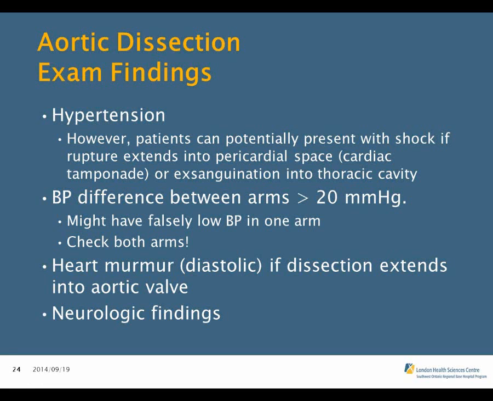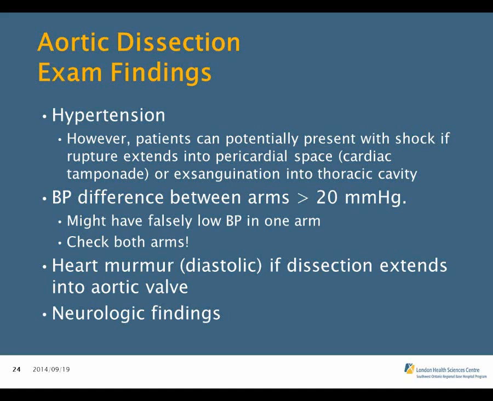So things you might find on exam with dissection are hypertension. These patients are going to have high blood pressure, and even while they're dissecting, they might still have high blood pressure. However, patients could present with shock, and this is if that dissection starts to encounter some complications. If the rupture extends into the pericardial space, which is the sac around the heart muscle, this is called cardiac tamponade. I've got a good diagram coming up showing how this works. Or you could have exsanguination into the thoracic cavity, so blood actually filling up around the lung. So you can encounter shock that way.